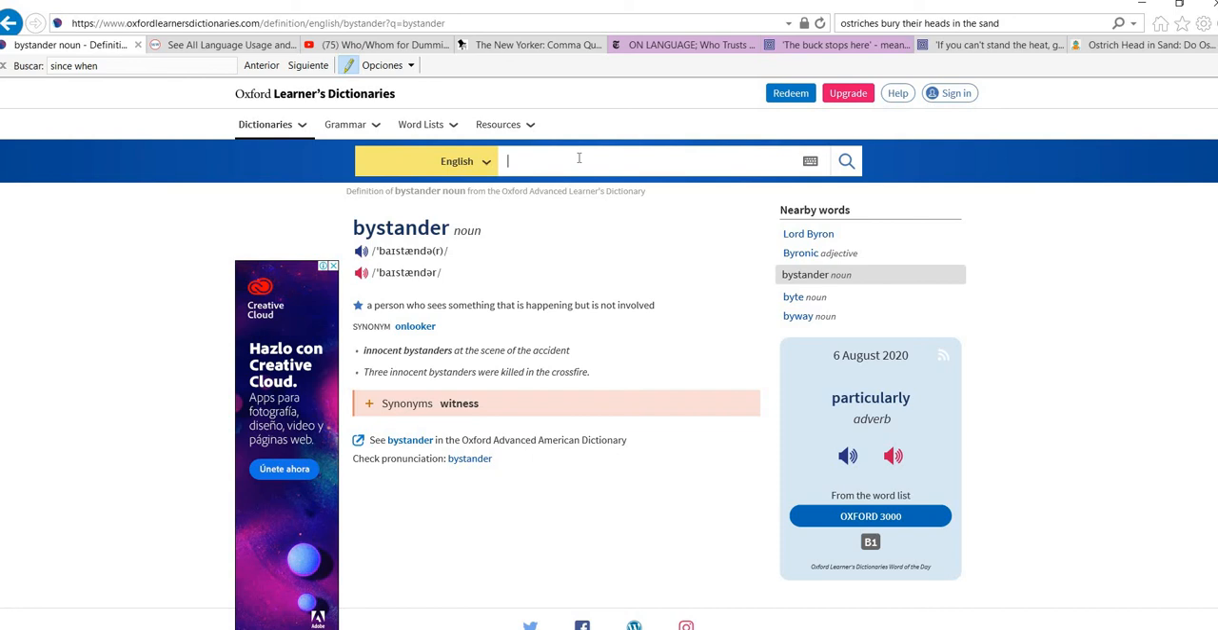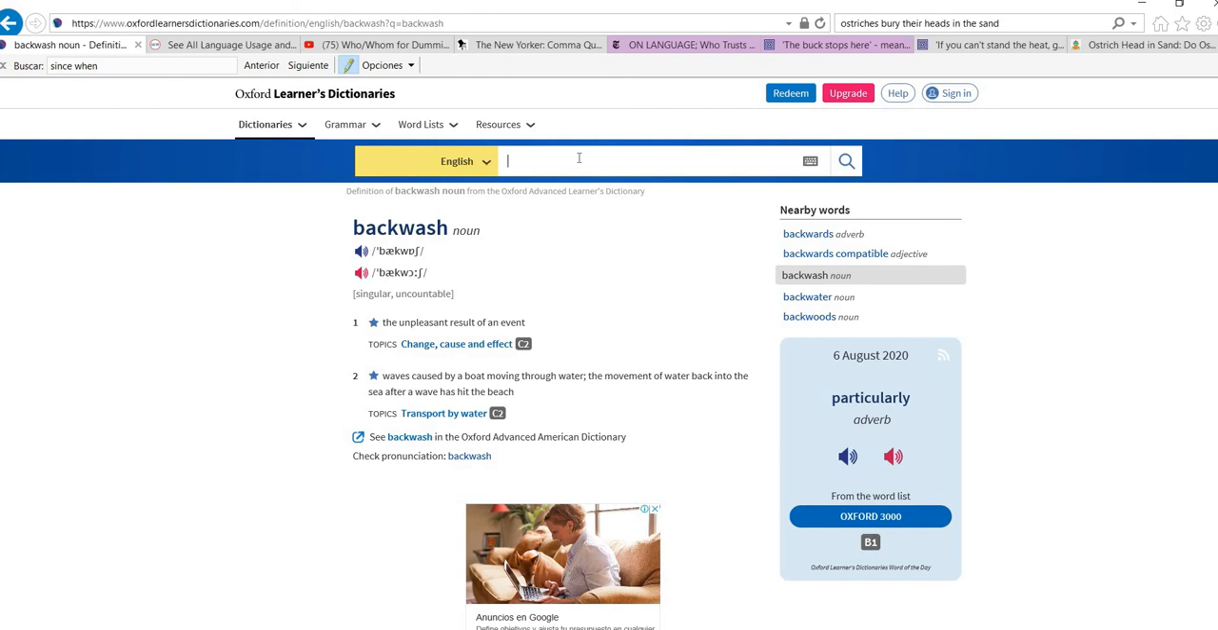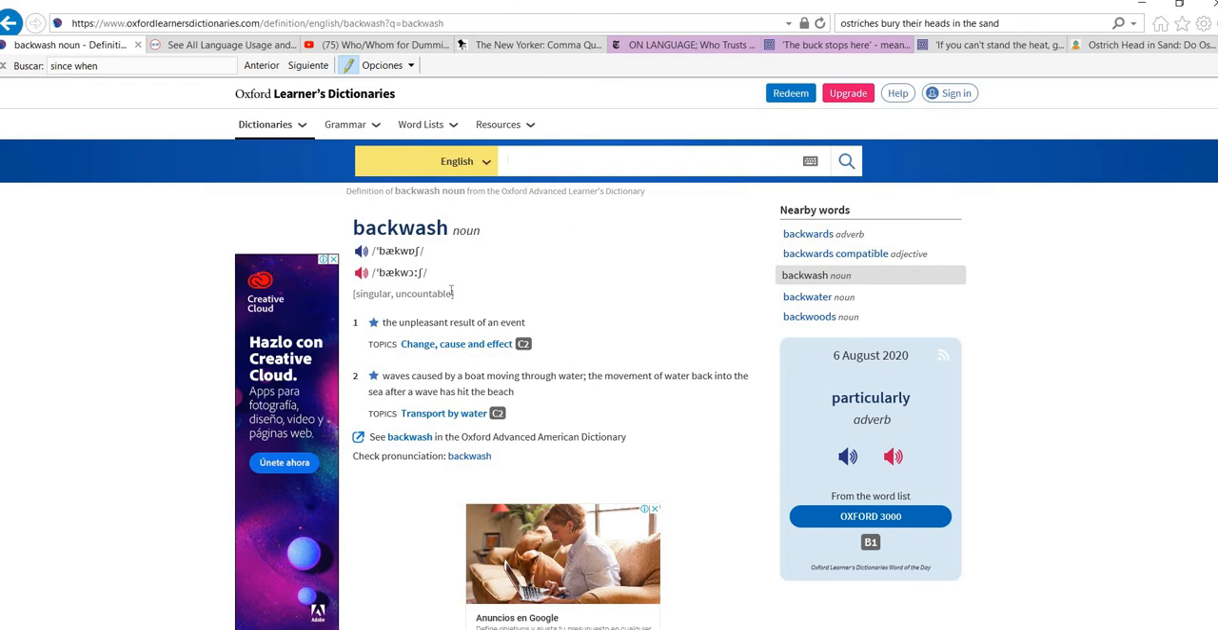And I actually wanted you to pay attention to these two words, backwash and backlash, which can be confusing. The backwash is the unpleasant result of an event. Actually, it's the waves caused by something moving through water. So it's kind of annoying, basically. So the backwash of an event, right?